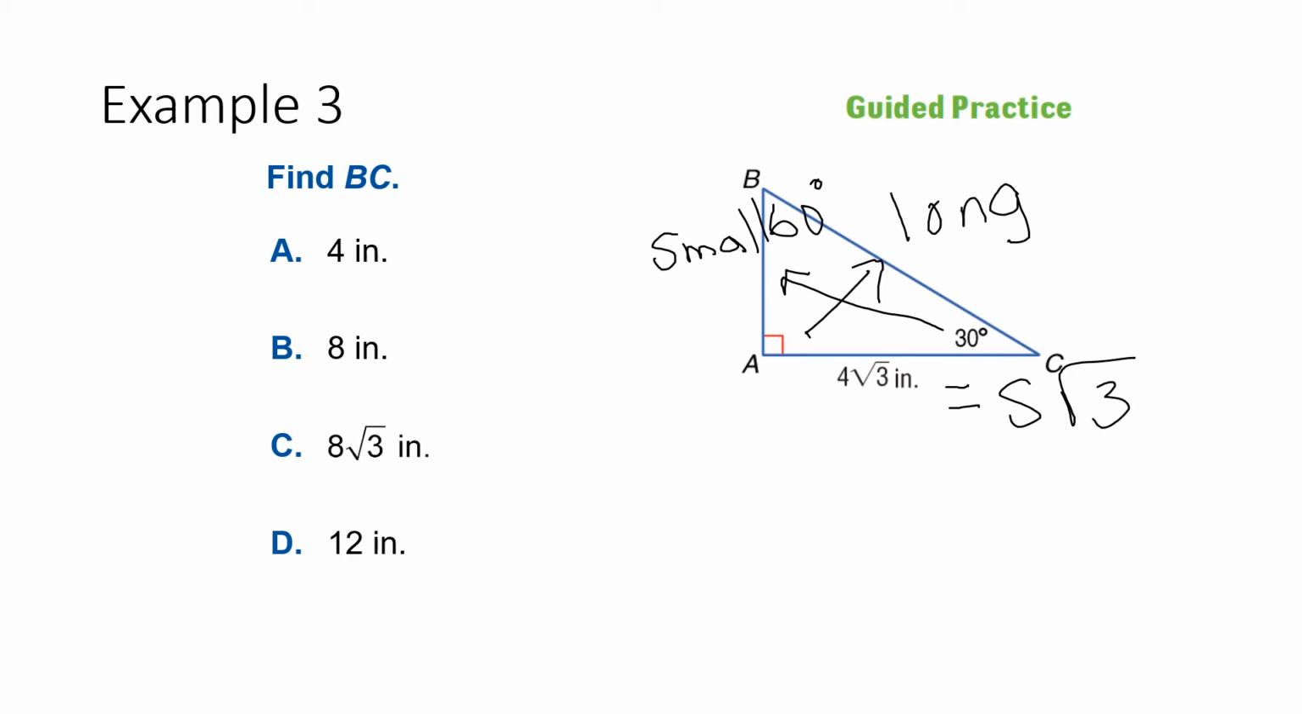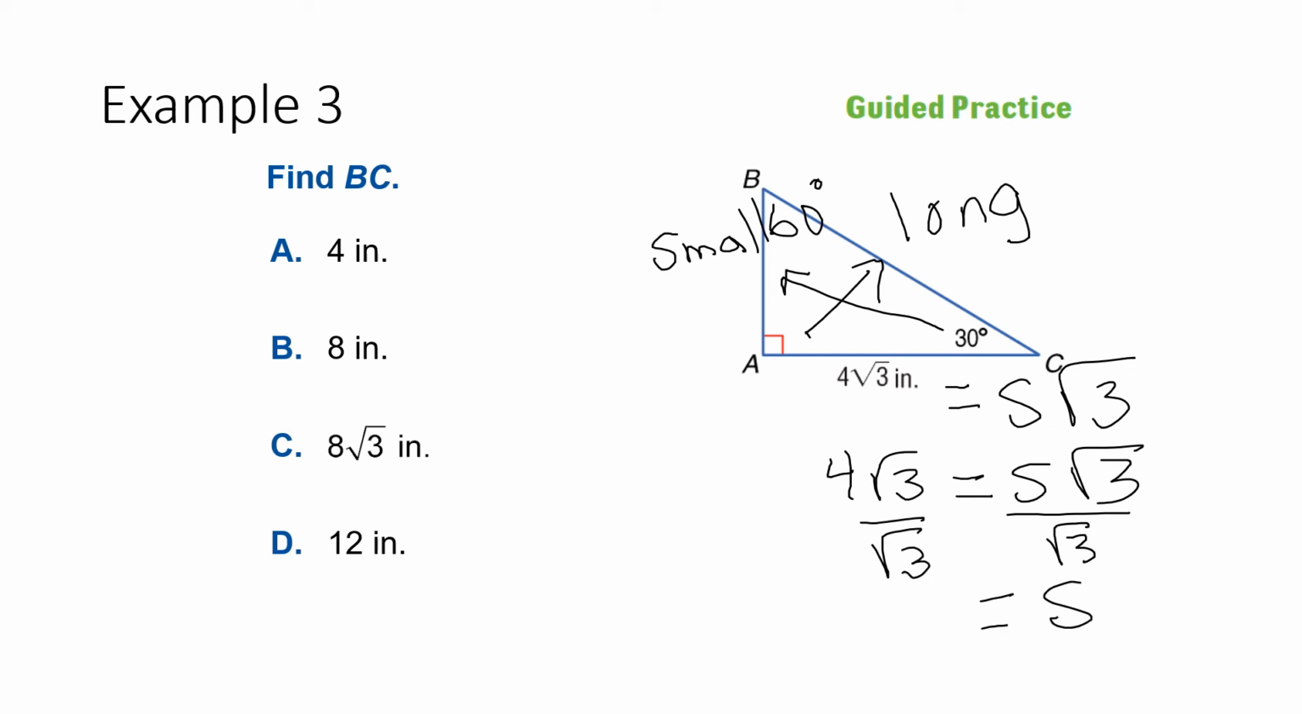Based on the theorem a couple of slides ago, what you can do is set 4 square roots of 3 equal to s square roots of 3. And then you can solve for s, because that's going to be your short side. Now, how would we solve for s? S has a coefficient. So here, we're dividing by the square root of 3. And s equals 4. So that is your short side.